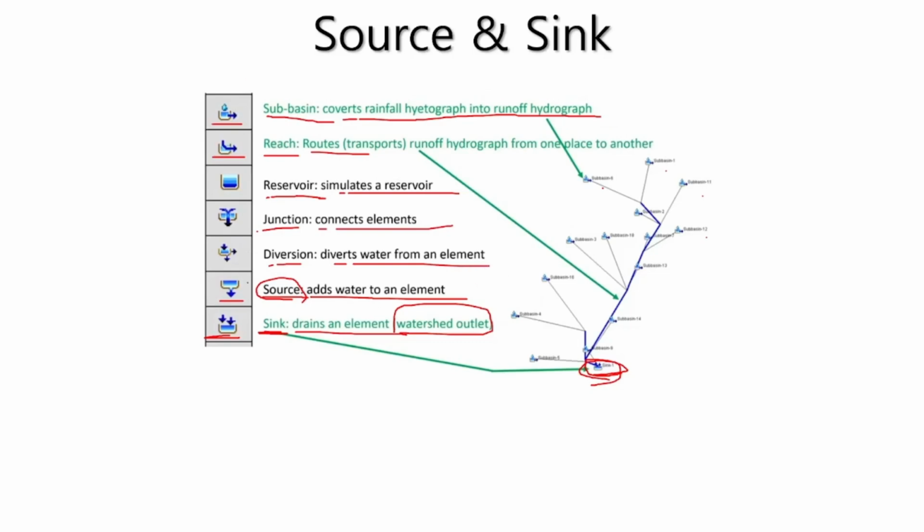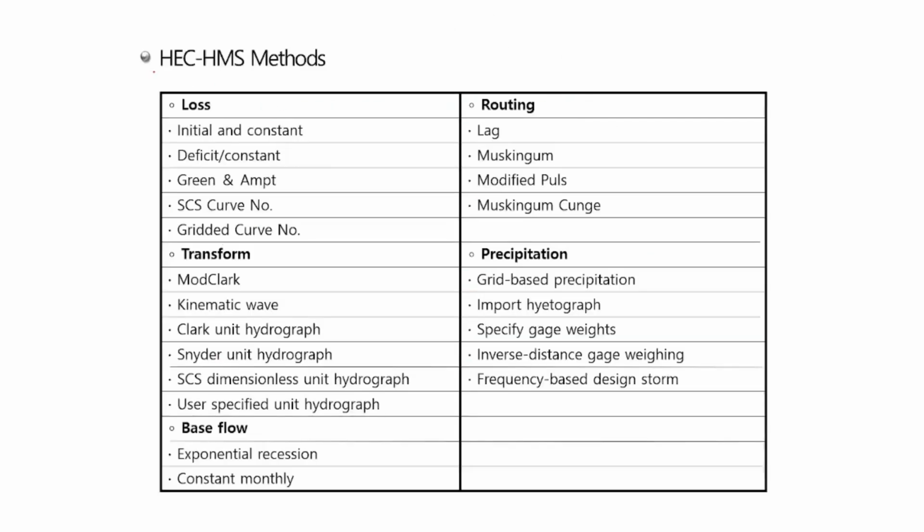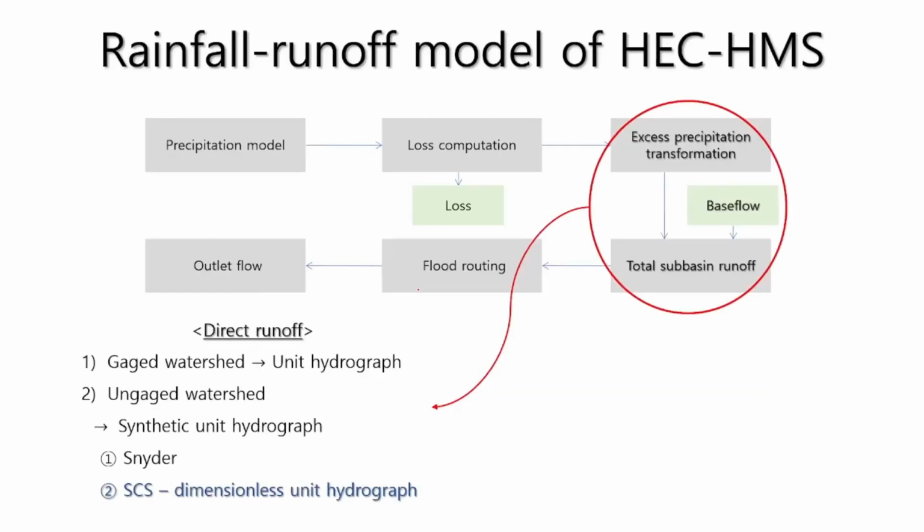We covered all these things because these are the elements that we use in HEC-HMS, and the icons look like them. Okay. And then there are some HEC-HMS methods. When we say HEC-HMS methods, it means different kinds of methods that can be used for different parts of the rainfall runoff model.